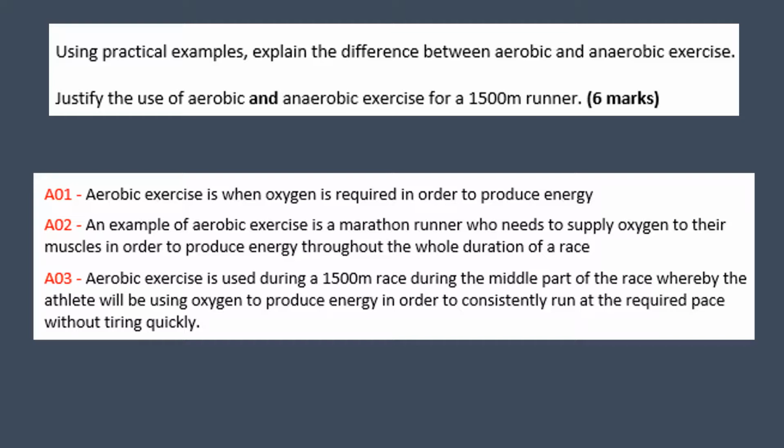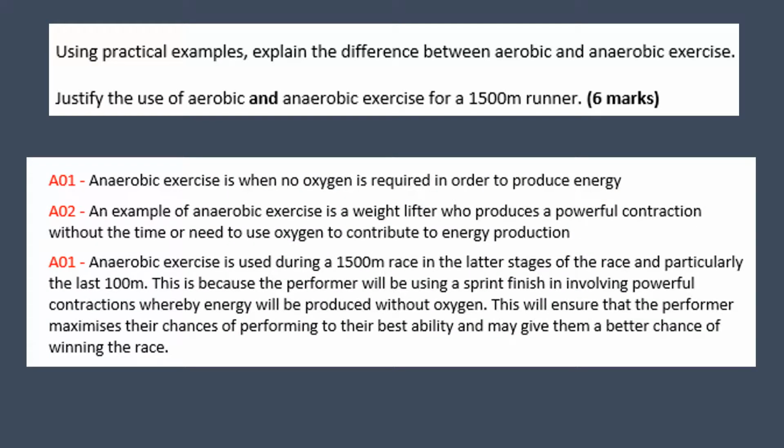For AO3, we need to think about justifying the use of aerobic exercise for a 1500-meter runner. So aerobic exercise is used during a 1500-meter race during the middle part of the race, whereby the athlete will be using oxygen to produce energy in order to consistently run at the required pace without tiring quickly. And the reason we put the middle part of the race here in particular is that at the start of a race, athletes often go off quite quick to get into a good position, and then they also have a sprint finish at the end.